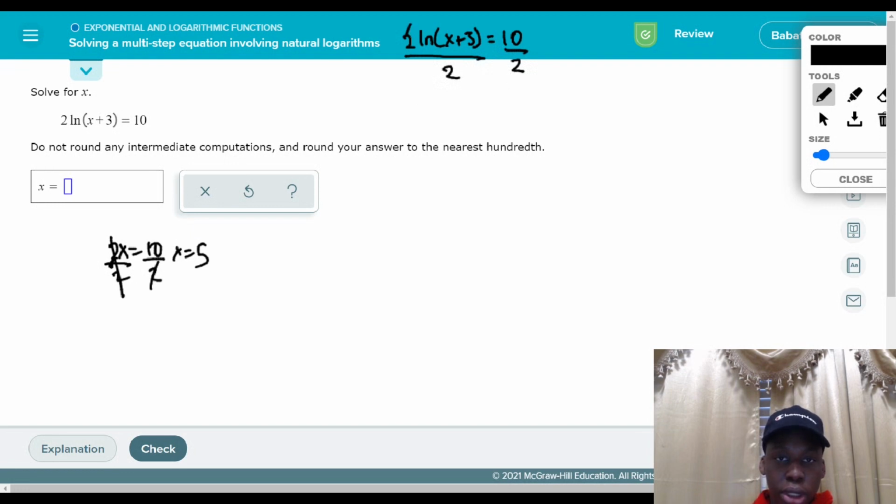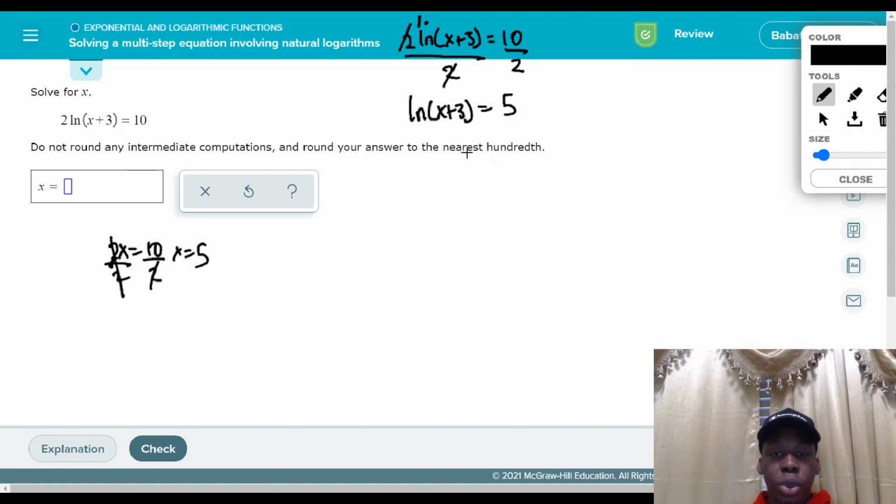When we do that, this cancels out, this cancels out, and then this turns into ln (x plus 3) equals 5. Because we divided 2 by 2 here, that gives us 1. This is the same thing as 1 times ln (x plus 3), and anything times 1 is the same. So ln (x plus 3) times 1 equals ln (x plus 3). And over here, 10 divided by 2 equals 5. That's how we got over here.